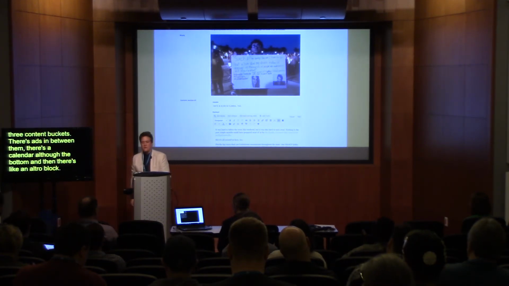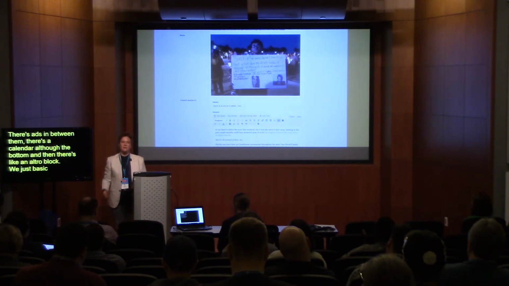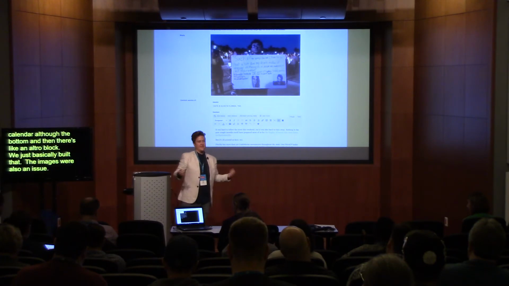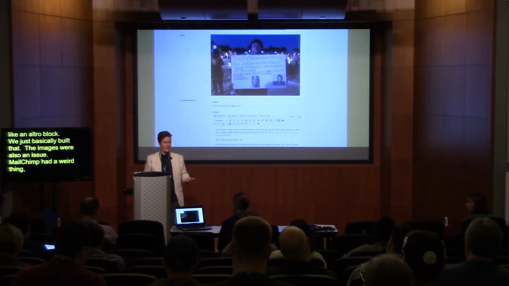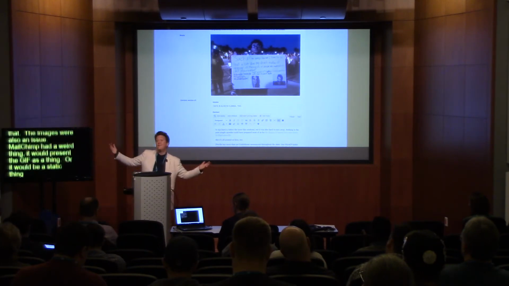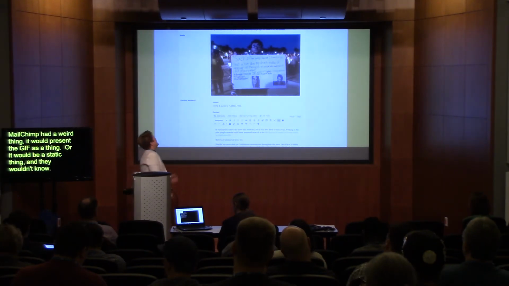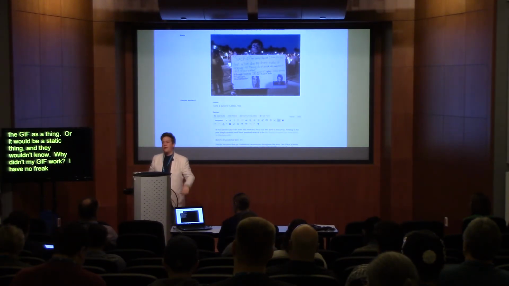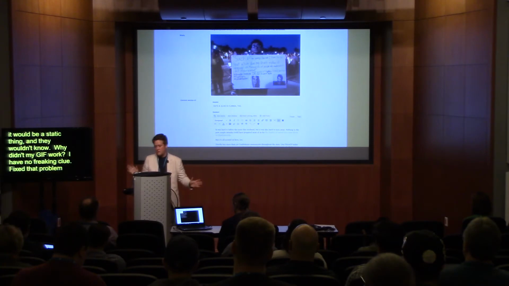The images were also an issue. MailChimp had this weird thing where sometimes it would present your GIF as a GIF, and sometimes it would be some static thing, and they wouldn't know until they got the newsletter the next morning, and they'd ask, why didn't my GIF work? And I'm like, I have no freaking clue. So we fixed that problem because now they can use the WordPress media library, or they can just use a link. It's totally fine.